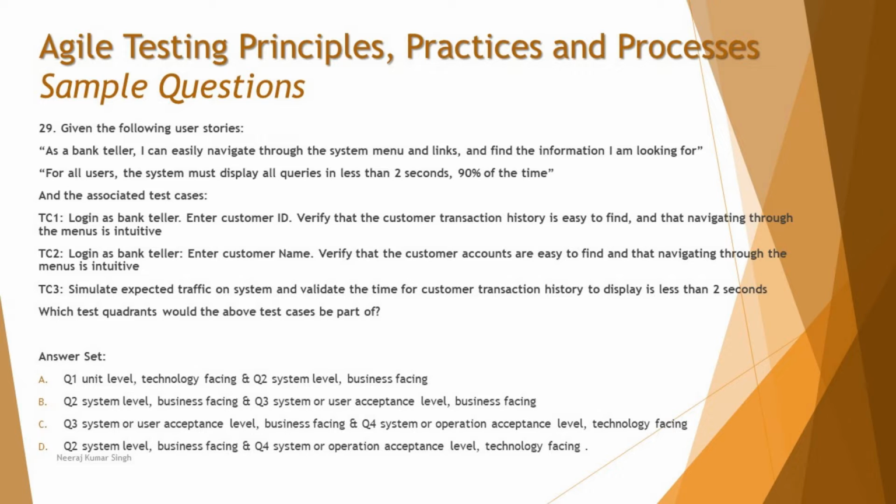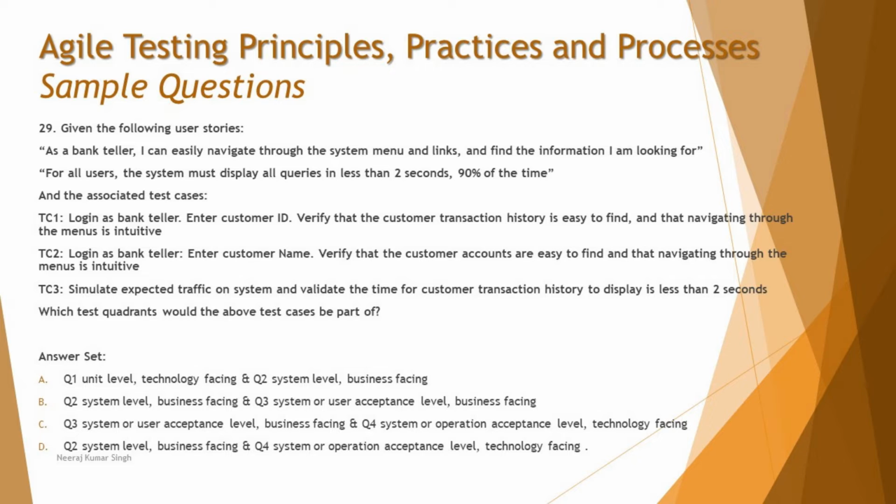Which test quadrant would the above test cases be part of? Now, that's the tricky part, given that you have understood the four quadrants, what quadrant 1, quadrant 2, quadrant 3 and quadrant 4 do. I think we have to be very precise about what is business facing, what is technology facing, which one is manual and which one is automation, and what the objective is. If you look at these, like unit, system, and then acceptance and validation tests, we just have to correlate.